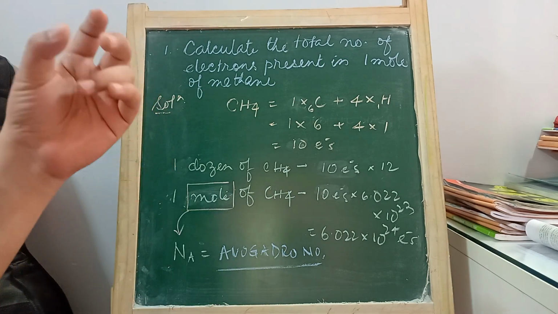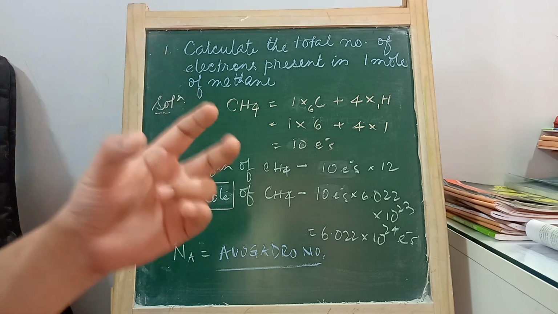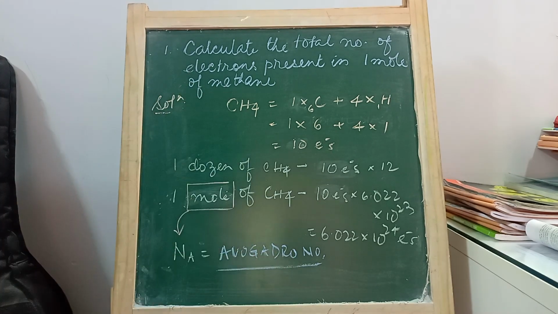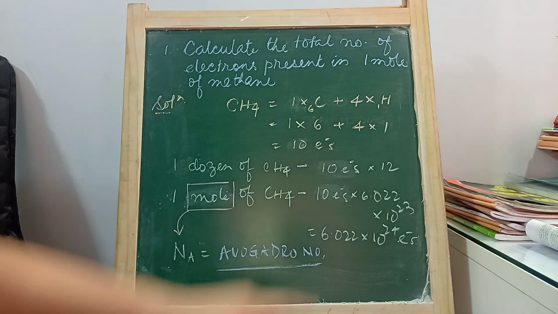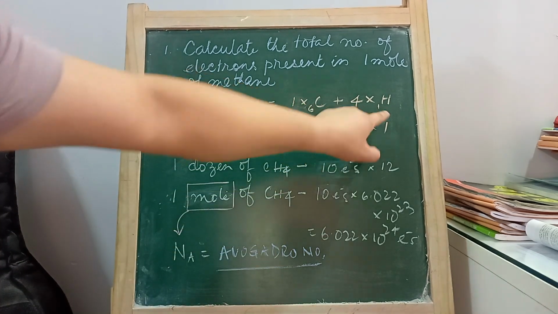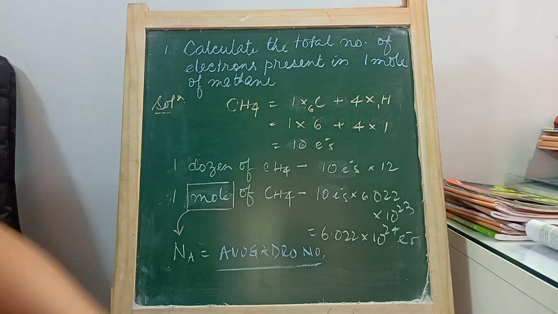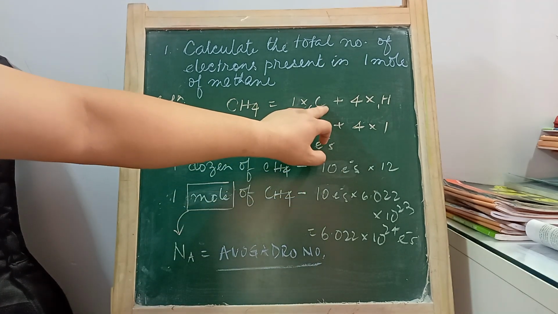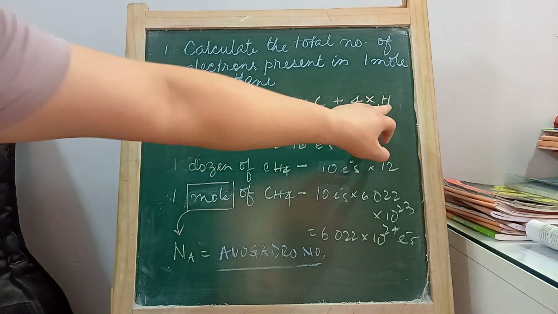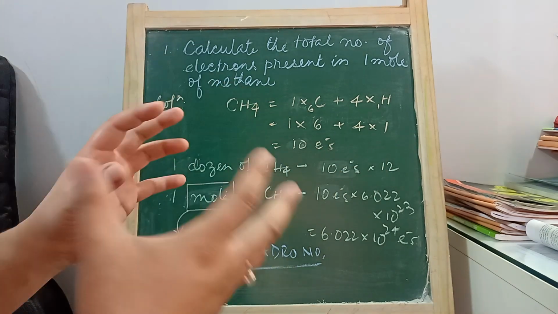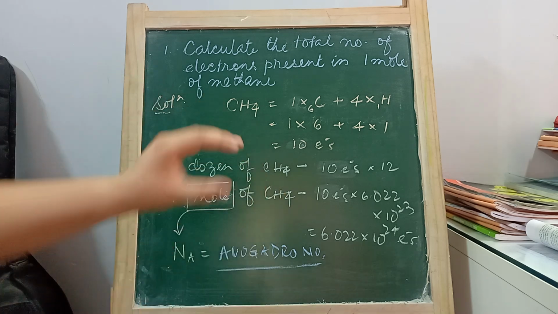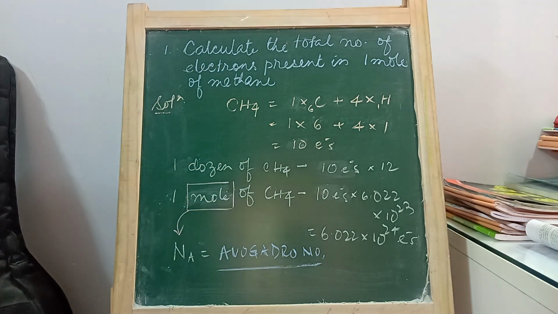Next, in order to know the number of electrons, you need to know the number of protons, or the atomic number of the element. Carbon has atomic number 6, which we write here, and hydrogen has 1. That means carbon has 6 electrons and hydrogen has 1 electron. So we replace this symbol by 6 electrons, and this symbol by 1 electron, and that comes to 10 electrons. So there are 10 electrons in a methane molecule, right?